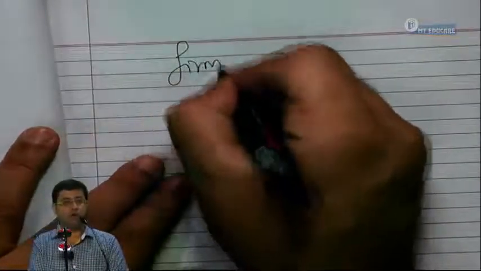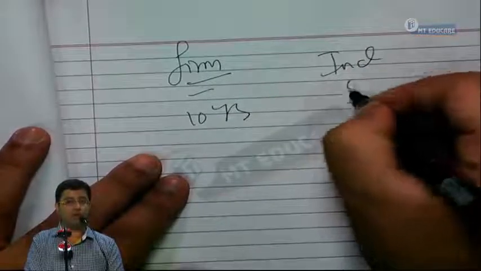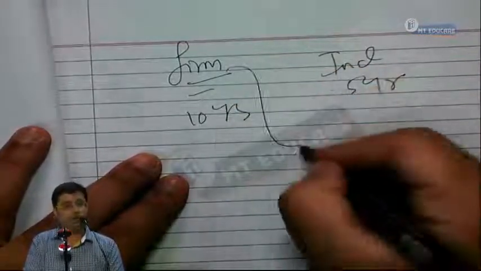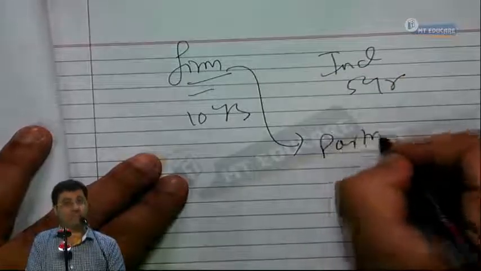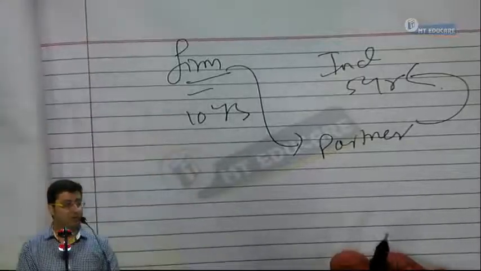That means in the case of a firm, the overall limit is 10 years, and in the case of an individual, the overall limit is 5 years. So if a partner of a firm is an individual, which he is, then his limit will also be 5 years only. Have you understood or not?